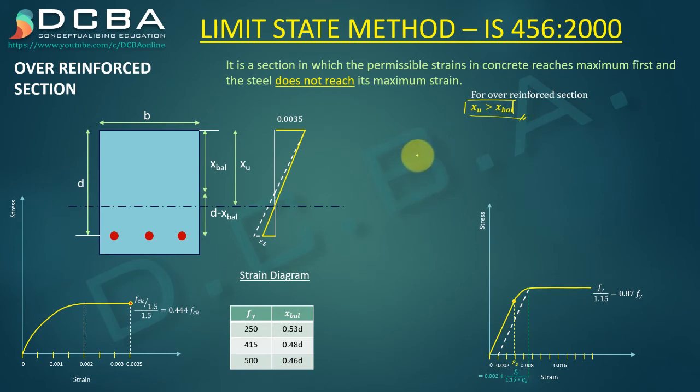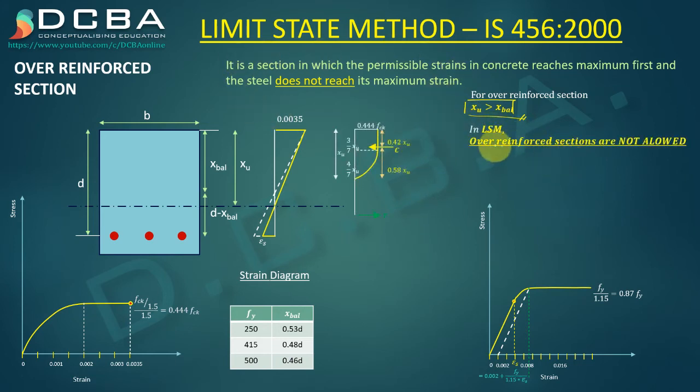But in LSM, limit state method, over reinforced sections are not allowed. Very, very important thing, over reinforced sections are not allowed. Thus, what we can say is that we cannot allow XU to be greater than X balance. What is the implication of this statement? That we cannot allow XU to be greater than X balance. So XU is limited to X balance, that is we limit this neutral axis to X balance. We do not allow it to go beyond X balance.